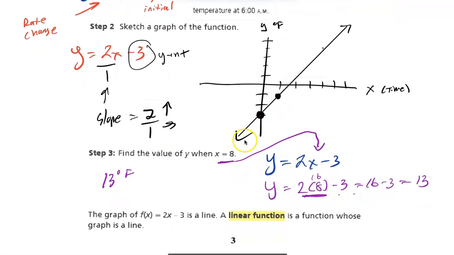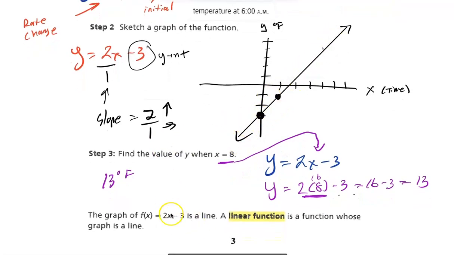If you notice, our function here is a line. That makes it a linear function. So that's the vocab for a line: a function that's a line is called a linear function. And that's the lesson.